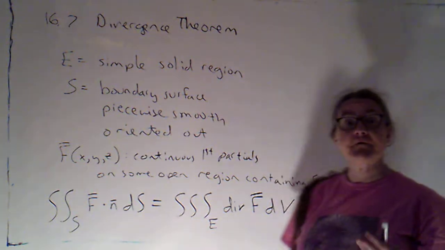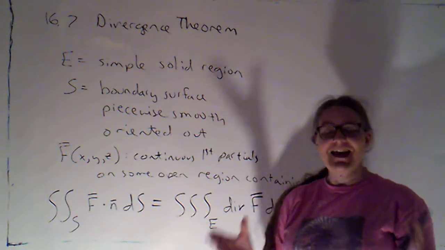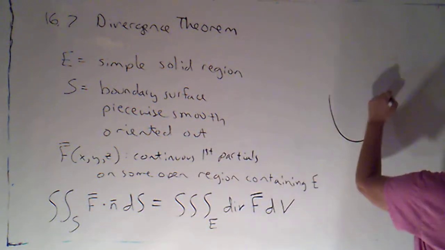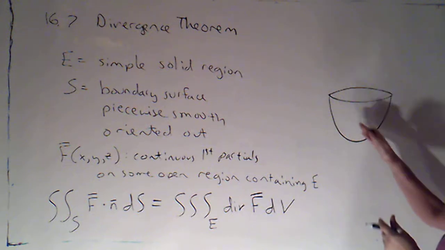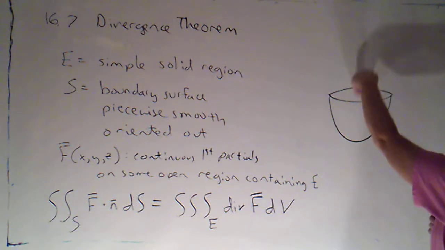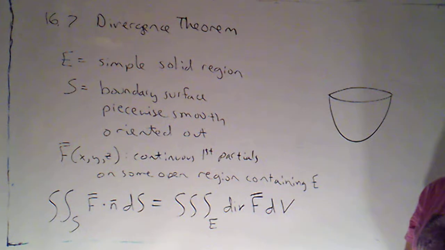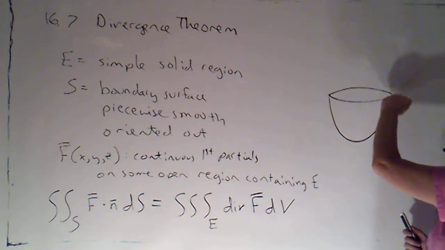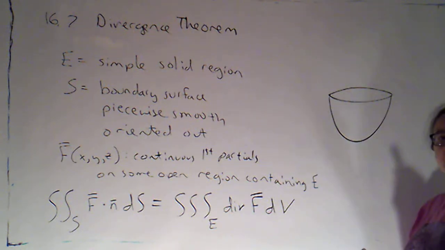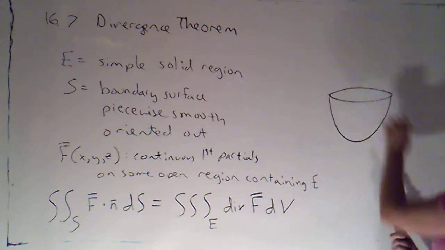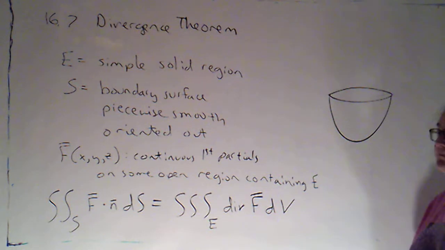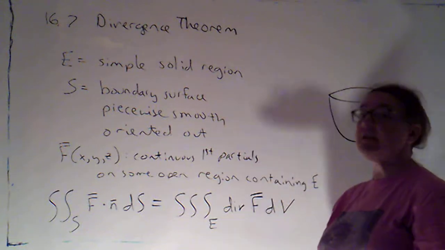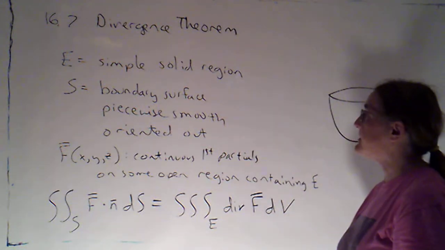Now, not all surfaces are boundaries of solids. The surface has to completely enclose the solid. So if I have something like a portion of a paraboloid, that's open-ended. That doesn't completely enclose anything. Now, if I were to put a disc on the top to cap this off, then I would have a piecewise smooth boundary of the solid that's contained inside of that. So we're looking at regions in 3 space that are completely surrounded by some boundary surface.